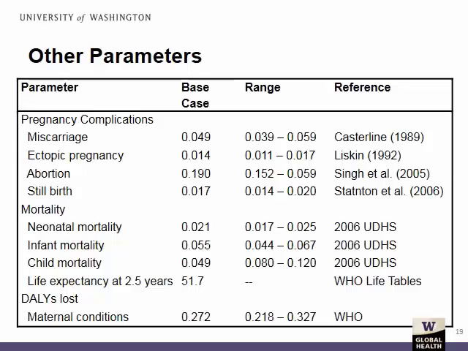Let's look at some other data. We had pregnancy complications, miscarriage, ectopic pregnancy, abortion, and stillbirth. We had the child outcomes: neonatal mortality, infant mortality, child mortality, life expectancy for children at age 2.5 in Uganda. And then we had days lost for maternal conditions, 0.272. So these were just some of the data that entered into the decision analytic modeling framework using this Markov model.